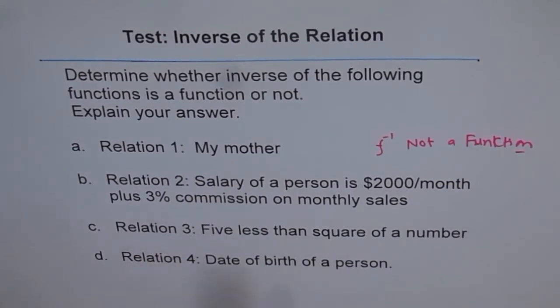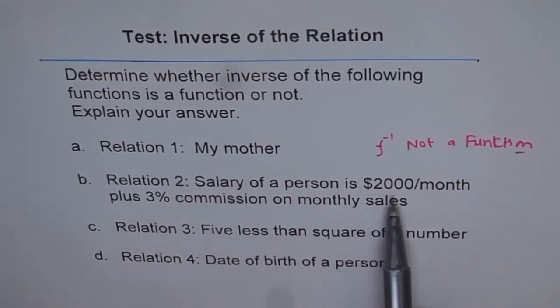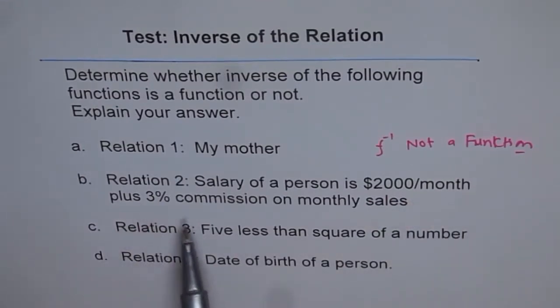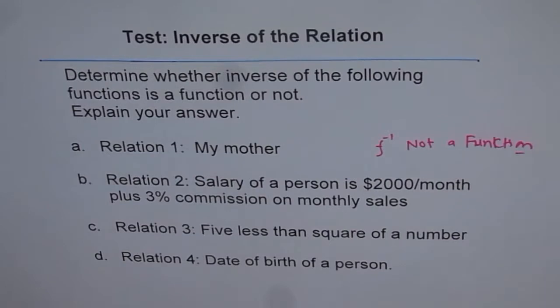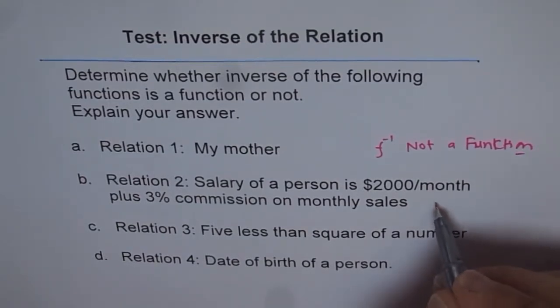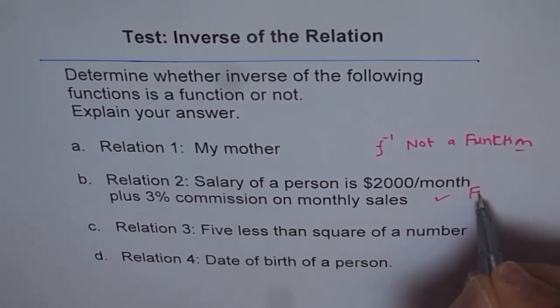Now second relation is salary of a person is $2,000 per month plus 3% commission on monthly sales. The relation represents, against the sale, what is the earning. Now the inverse of this will represent what? Find the sales from the earnings, right? So that is the inverse, and that should be a function, correct? So this one is a function.